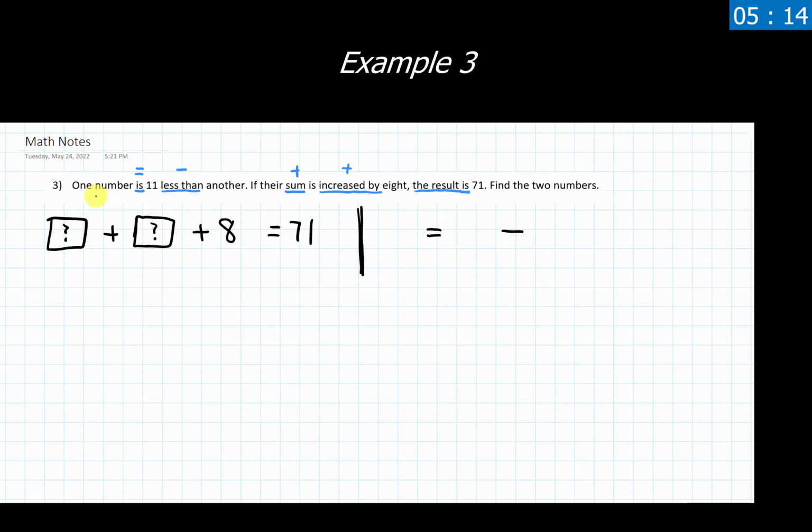Now, one number, I don't know what this number is. It could be 1, it could be -3, it could be +50. I have no clue what this is. So we get to label this as an unknown or a variable of our choosing. I'm going to go ahead and choose x for this. So one number, whatever it is, we'll call it x, is equal to 11 less than another.